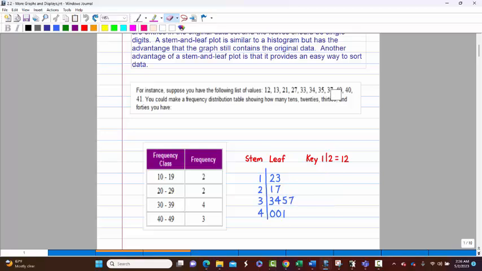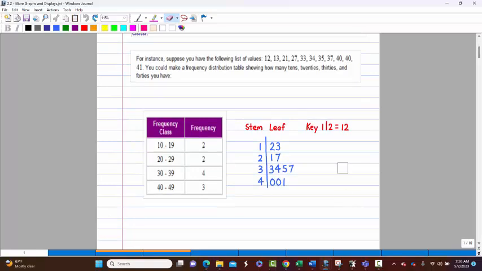The last 3 numbers are 40, 40, and 41. So if numbers repeat, they have to have their own leaf. That data has 2 values of 40, so it needs to be represented twice here. So 4 with 0 makes the first 40. 4 with 0 makes the second 40. And then 4 with 1 makes 41.